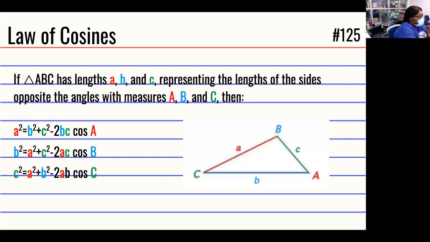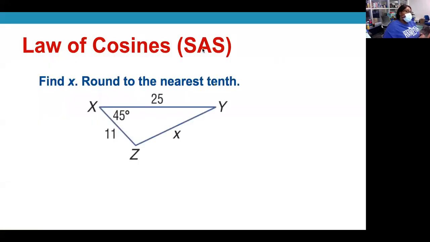So you're using the other two sides to get one of the sides. So let's just look at it and then use it because it can be a little bit tricky. Just trying to remember, you can use the law of cosines with side angle side.